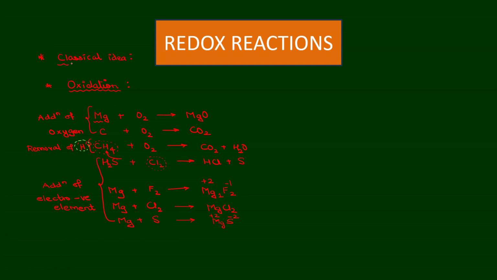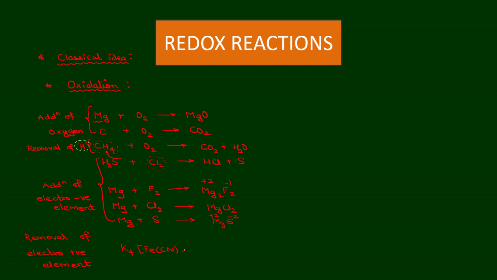Now, during the classical idea of redox reaction, the hydrogen was only considered as electropositive. At that time the electronegative behavior of hydrogen was not discovered. So according to the classical definition, oxidation was also defined as removal of only an electropositive element. Now see what problem comes ahead, we'll discuss. There is one reaction which is important.